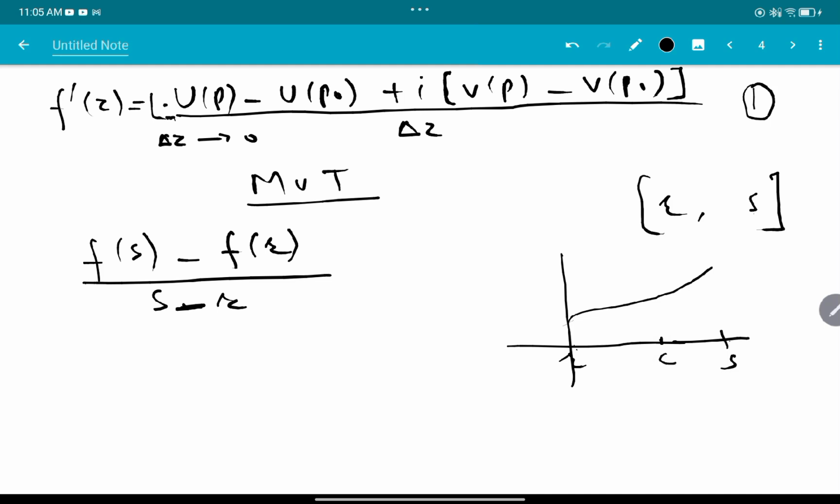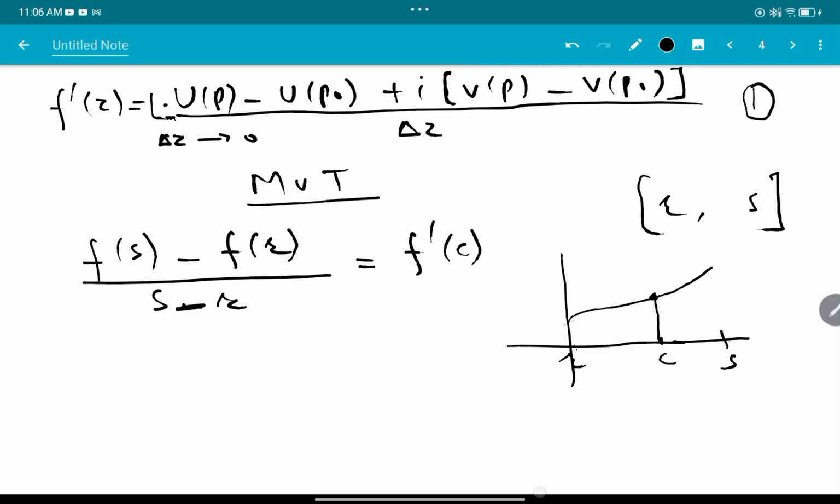This point will be such that at this point, the actual rate of change of the function will be exactly equal to this average rate of change of the function. That is, we say that f dash c, the derivative of the function at c, the actual rate of change of the function at c, is equal to that average. This is the mean value theorem.